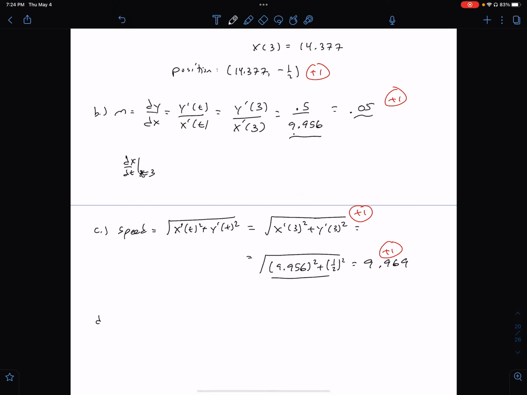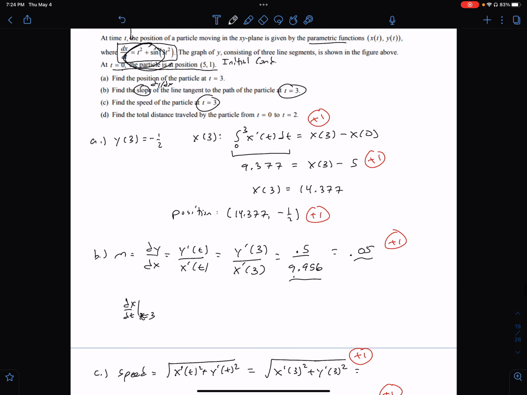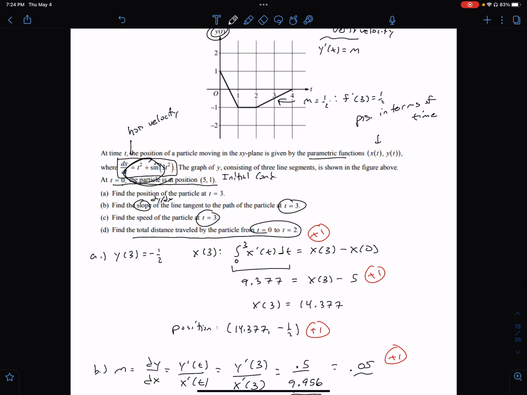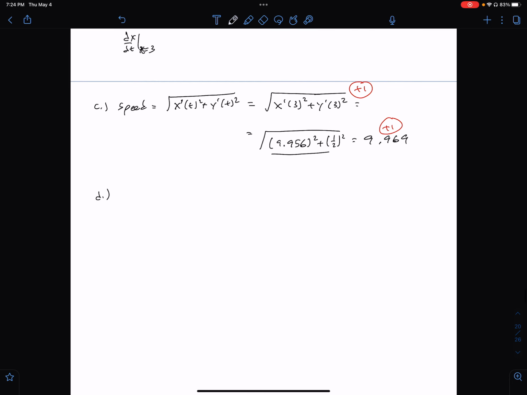All right, part D. We're mathematicians. We love the part D. Now we're asked to find the total distance traveled by the particle from 0 to 2. Now this is a little bit trickier for us right here, and that's mainly because of the y. Remember, to find total distance in terms of a vector, it is the integral of the magnitude of our velocity vector from a to b. That's how, of course, we find total distance.